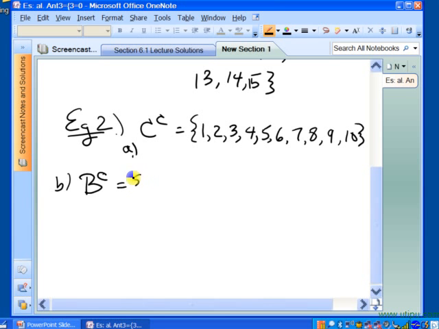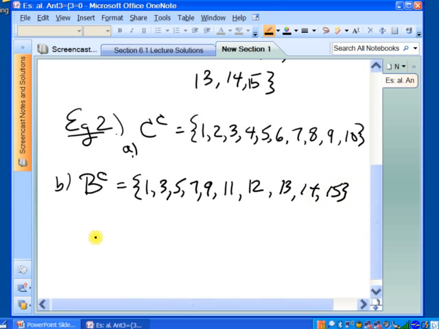Okay, so first, B complement is going to be equal to, well, let's see, we're going to exclude those even numbers 2 through 10. So that would be 1, 3, 5, 7, 9, 11, 12, 13, 14, and 15.